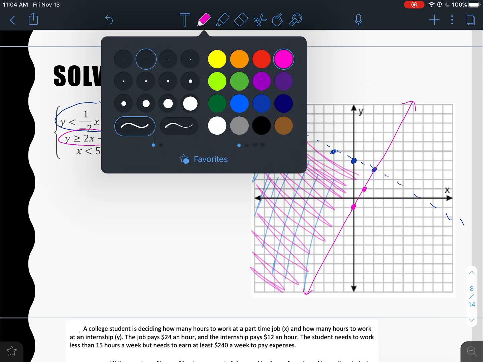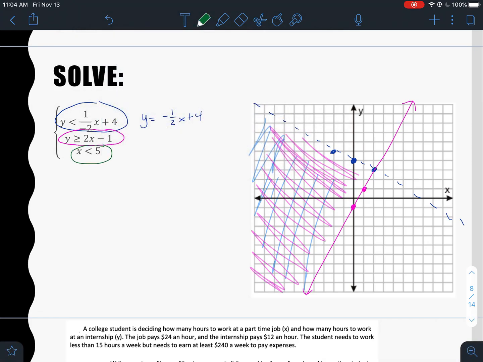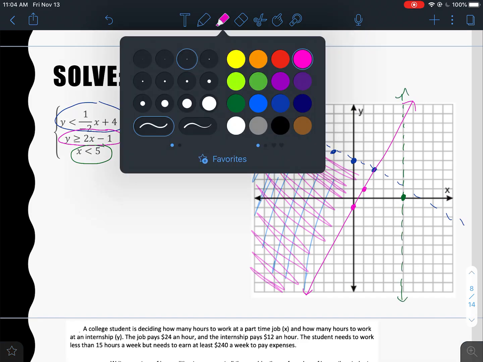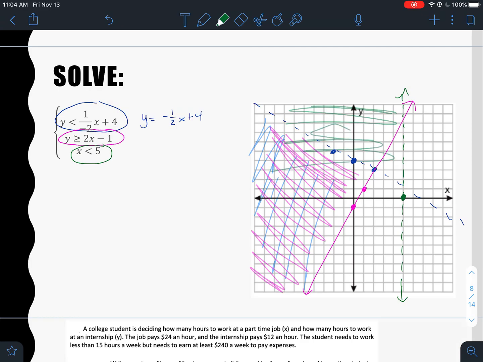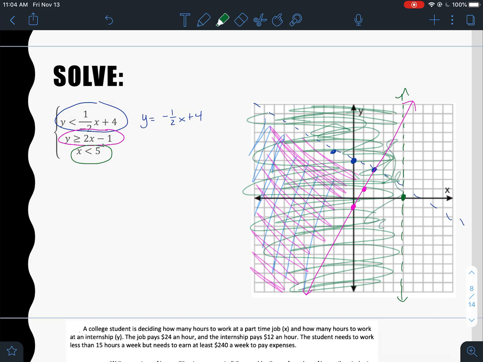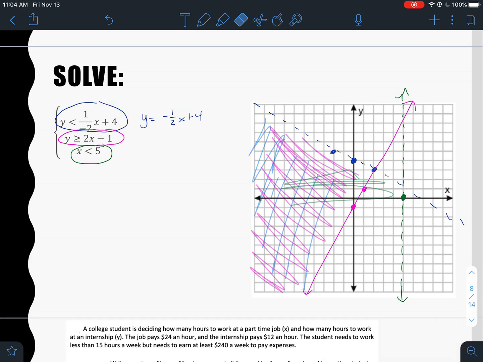And then one more, we want where x is less than 5. So 1, 2, 3, 4, 5. Here's where x is equal to 5, and it's going to be a dotted line because it's just less than 5. And then I want all of the values of x that are less than that, so I'm going to shade to the left. So I'm going to shade everywhere over here. But again, for these, I just want where the shading overlaps. So I'm going to erase up here. And I just want the areas where the green, the pink, and the blue overlap, which would be in here. So any point in that region would be a solution to the system of inequalities.